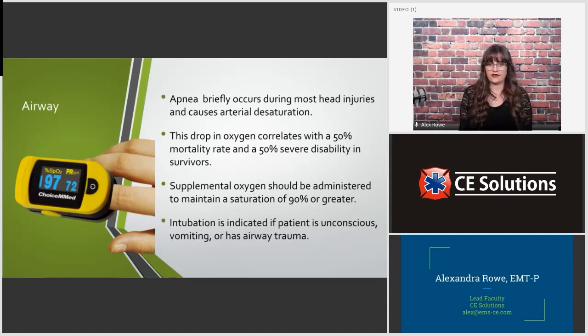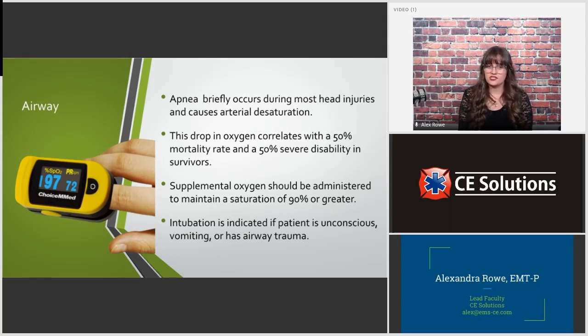Airway. So here's one I was telling you guys. If your patient desaturates, that can significantly increase the mortality rate. So if apnea briefly occurs, which it can, in most head injuries, you do have a change in that respiratory rhythm that can cause arterial desaturation. If the patient has a drop in oxygen, that actually correlates with a 50% increase in mortality rate, and then a 50% severe disability in survivors. So if they do survive, if they had a drop in that oxygen, that might be a cause of why they're disabled, why they have more severe disabilities than if that oxygen drop would have been caught or maintained.